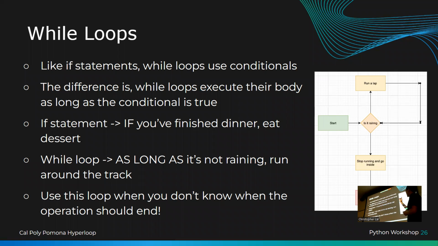But the difference is while loops will execute their body as long as the conditional is true. So let's say while true, then the while loop will run forever. Like while 1 equals 1, it'll run forever. An if statement is like: if you finish dinner, eat dessert. A while loop is: as long as it's not raining, run along the track. Use this loop when you don't know when the operation should end. And I'll cover that next.